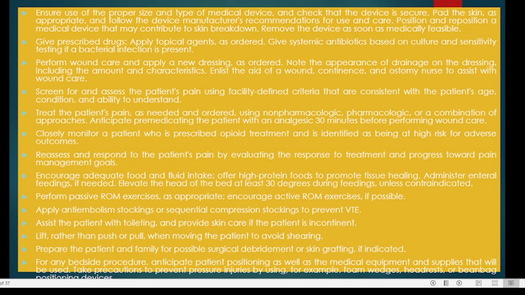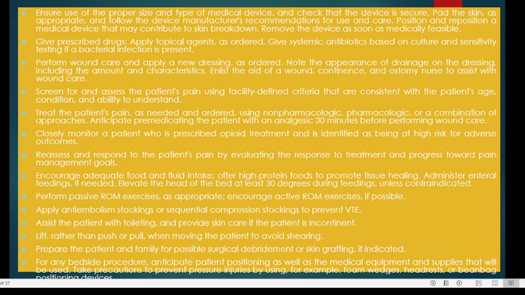You need to ensure use of proper size and type of medical device and check that the device is secure. Pad the skin as appropriate and follow the device manufacturer's recommendation for use and care. You need to position and reposition a medical device that may contribute to skin breakdown. Remove the device as soon as medically feasible.